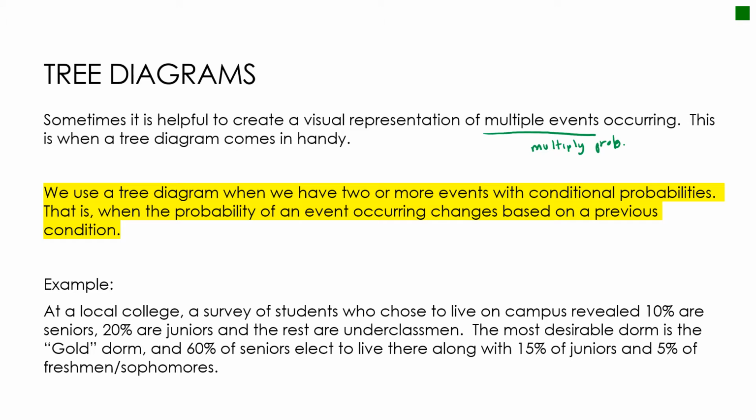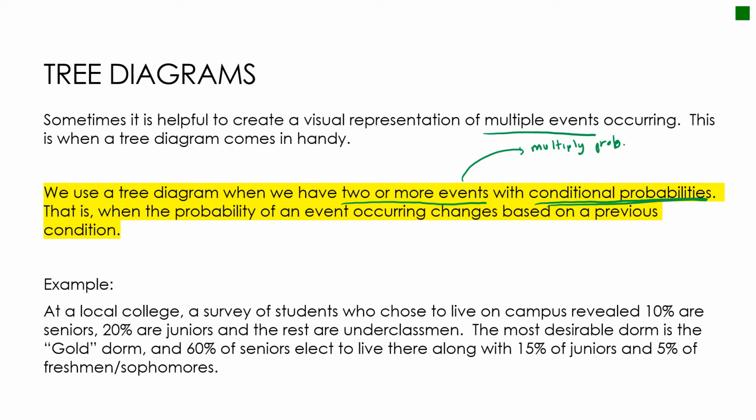Now, a tree diagram comes in handy when we have two or more events, and remember, two or more events is what tells us that we are going to have to multiply probabilities. And these are with conditional probabilities, which means the probability of one event is changed based on the event that occurred before that.